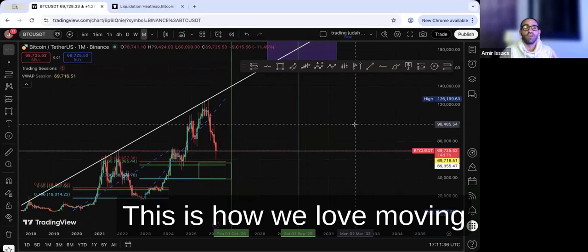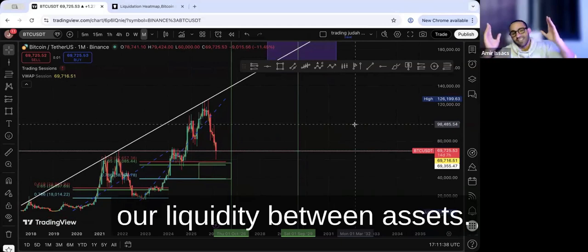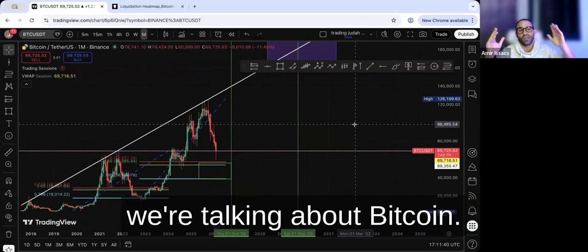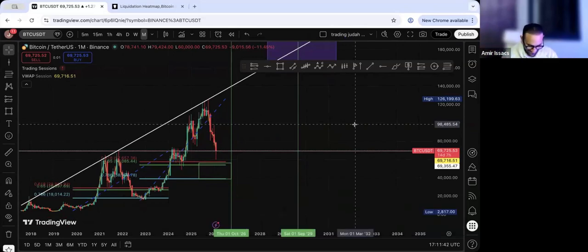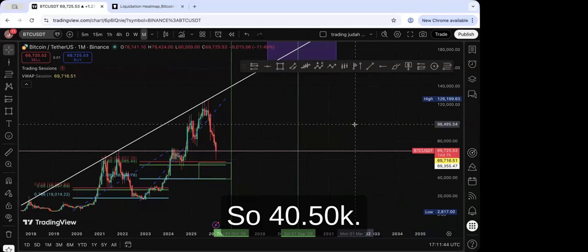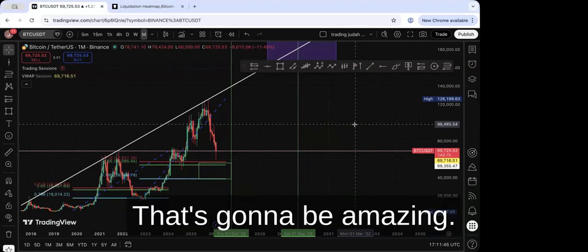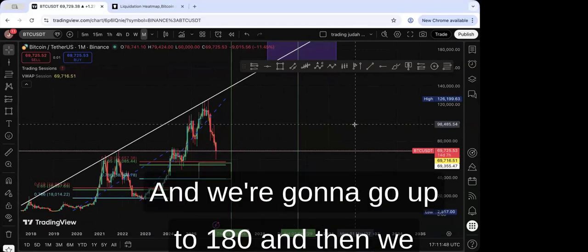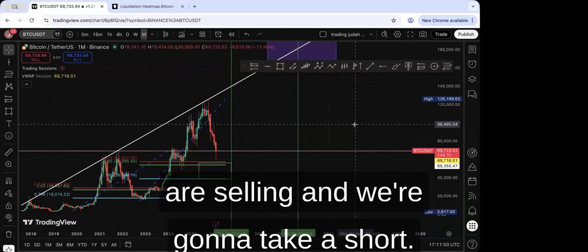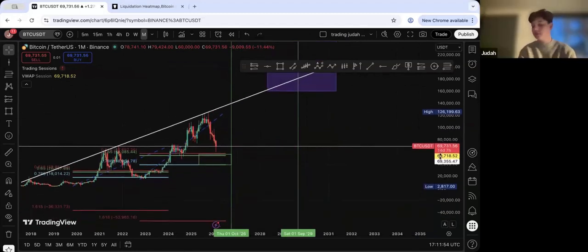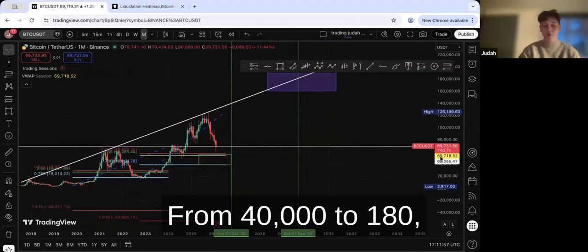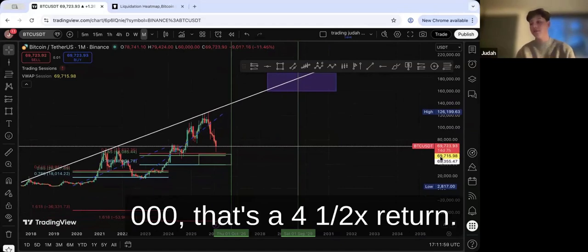This is how we love moving our liquidity between assets. In this case, we're talking about Bitcoin. So 40, 50K, 40K, usually that's gonna be amazing. And we're gonna go up to 180, and then we are selling, and we're gonna take a short. And you know what's interesting? From 40,000 to 180,000, that's a 4.5x return.